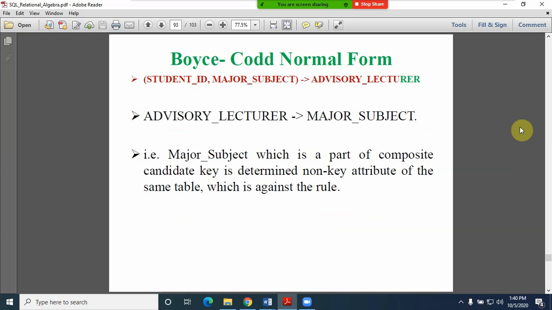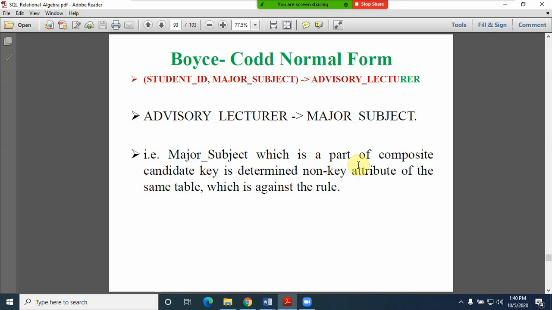One simple example I am taking, friends. Here we have student ID, major subject, and the advisory lecturer. The lecturer who is teaching has the major subject. Suppose my combination is that I am dealing with RDBMS and fundamentals of information security. Now you can easily observe, based on the names of the corresponding faculty, the major subject.